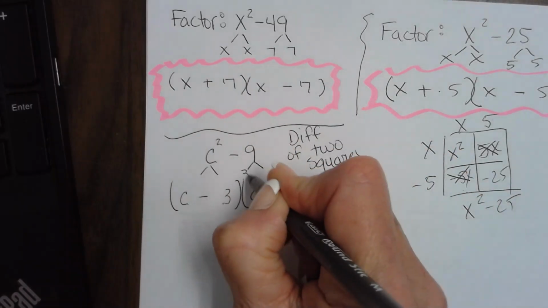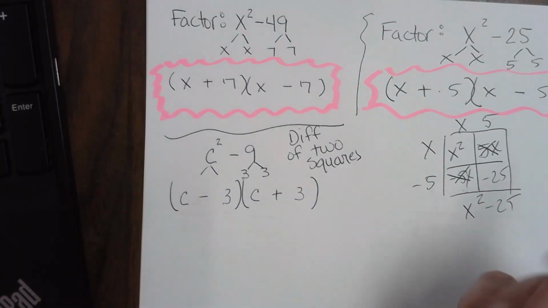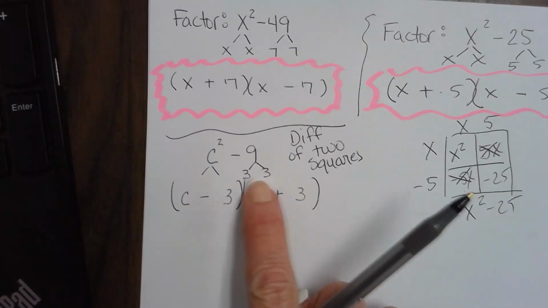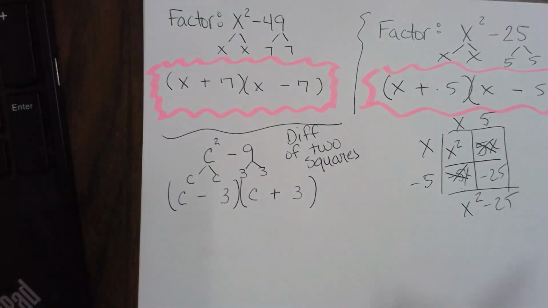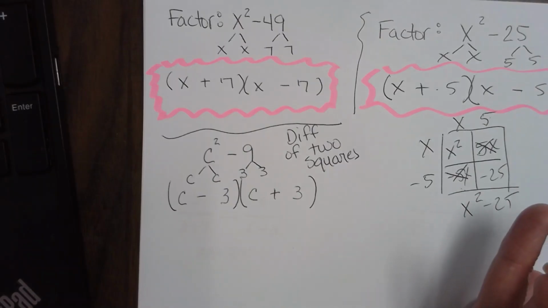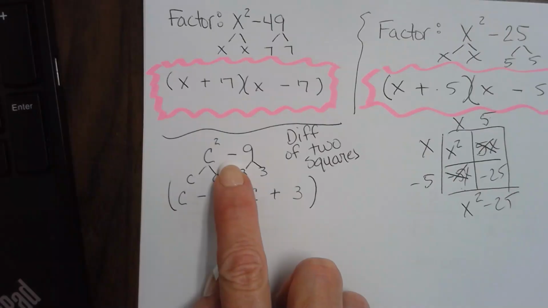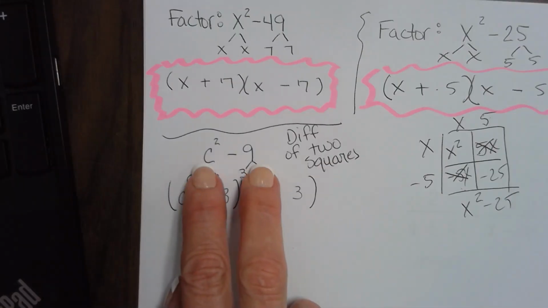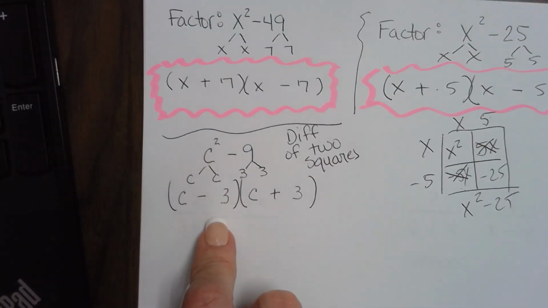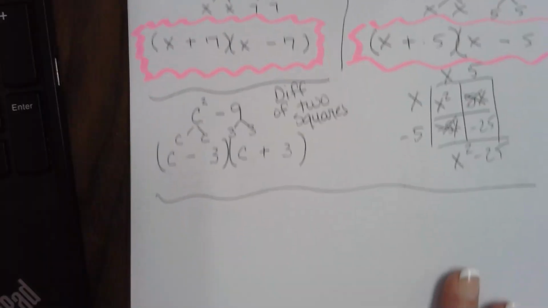So, for instance, 3 times 3. That's why 9 is a perfect square, because 3 times 3 gives me 9. It can be broken down into the same numbers for factors. C squared breaks down into C times C. C squared is a perfect square. This method only works if you have a difference and you have two terms, and those two terms are perfect squares. That's when this method works. Okay? Okay. Let's do a harder one.